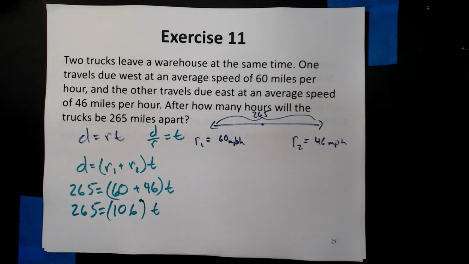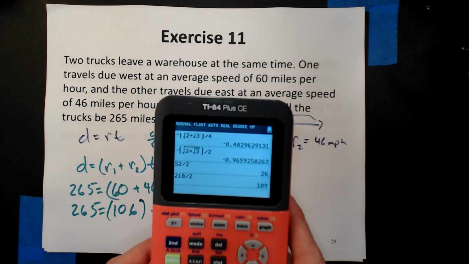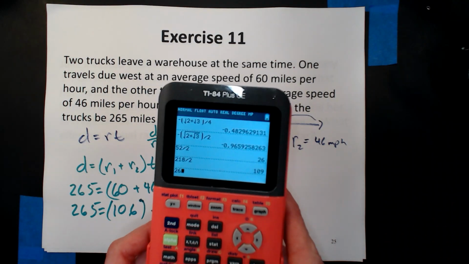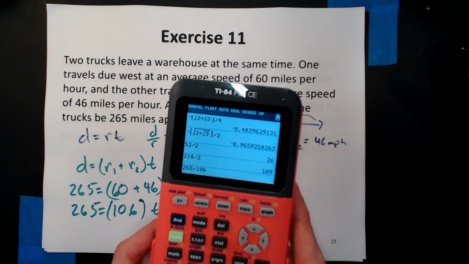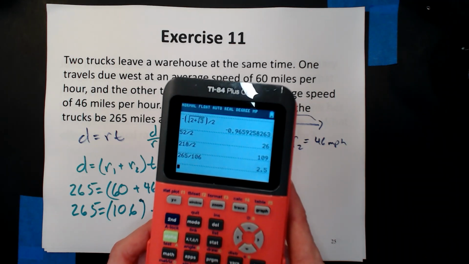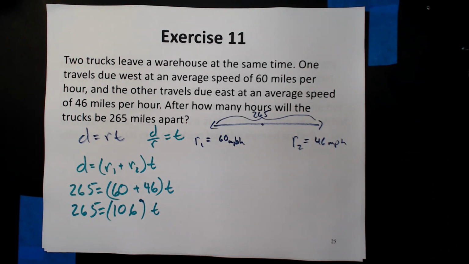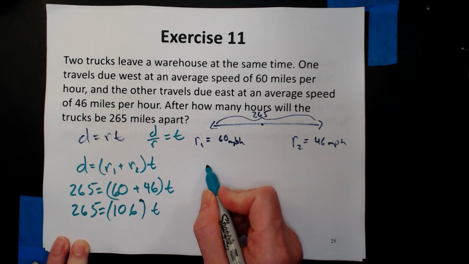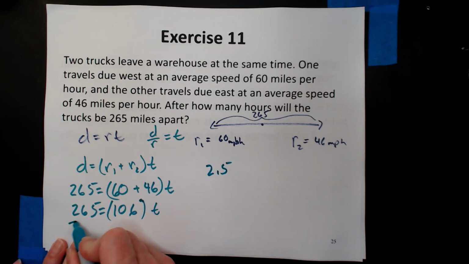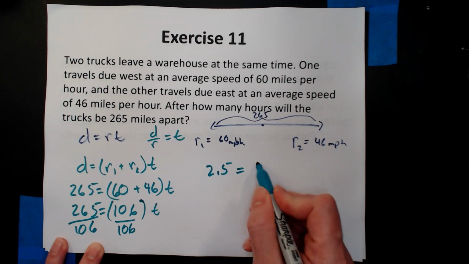So we go over here to our calculator. And once again, it's pink because it's my wife's calculator. I wanted purple, but they didn't have any purple. So that's going to be 2.5. When I divide both sides by 106, 2.5 equals time.